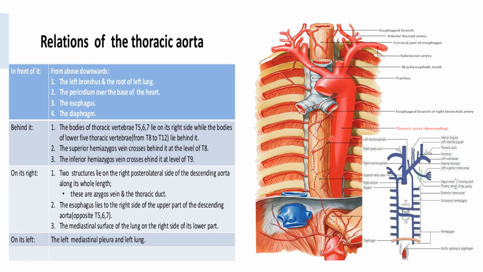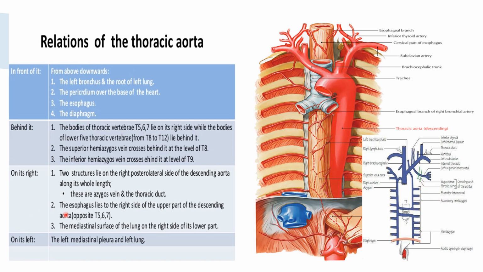Posteriorly, we have the bodies of T5, T6, T7, and in the lower part of the descending thoracic aorta, posteriorly we have the T8 to T12 vertebrae. The superior hemiazygous vein, also known as the accessory hemiazygous vein, crosses behind at the level of T8. The inferior hemiazygous vein crosses behind at the level of T9. On its right, two structures lie on the posterior lateral side of the descending thoracic aorta. These are the azygous veins and the thoracic duct.